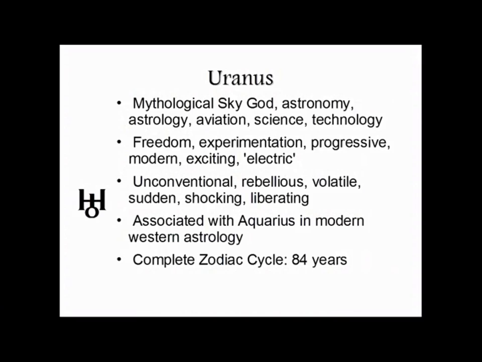Uranus, according to Robert Hand, although it is in modern Western astrology connected to the sign Aquarius, Robert Hand says it's really a fiery planet, and I would agree with that. It has this very high energy, high voltage quality to it, and so it brings about manifestation of things in a very sudden way.